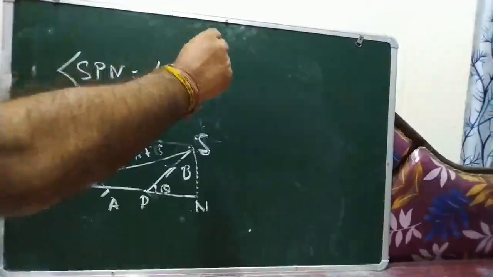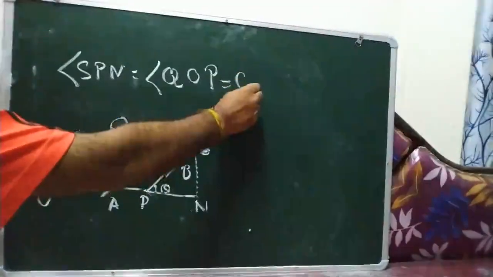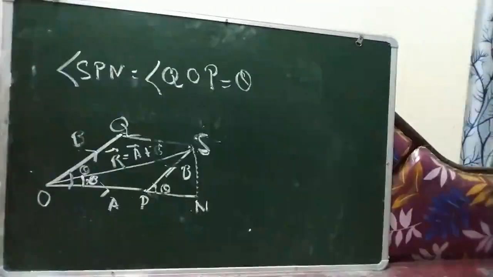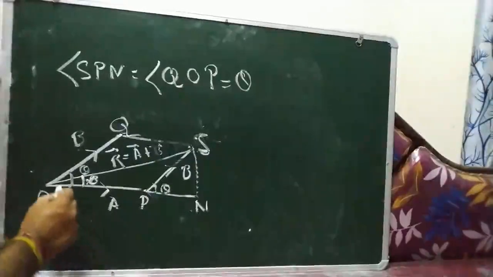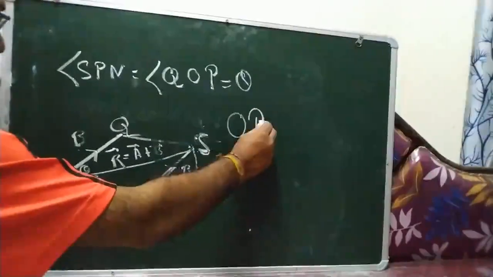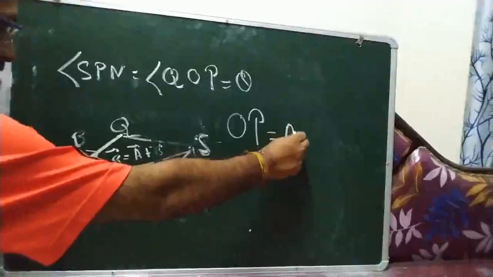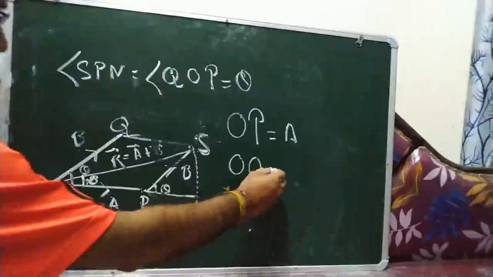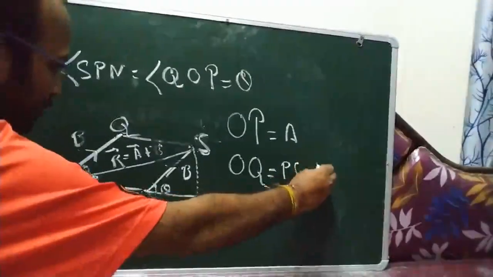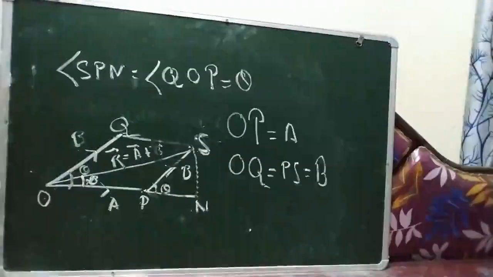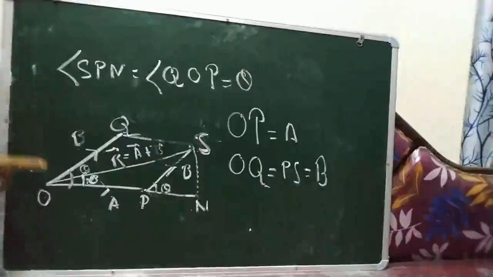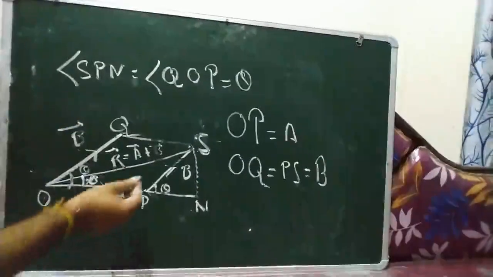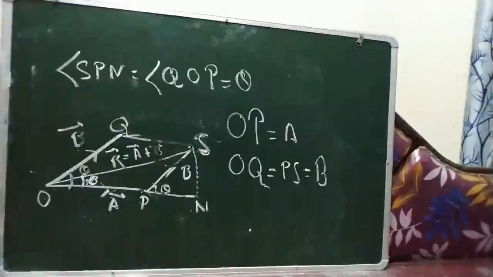QOP, this is theta, these two angles are the same. Then also we know that this is OP, the magnitude of OP is A, and this is OQ equal to PS equal to B. So these are the things given. OP means A, which is vector A, but the magnitude is A, and OQ means B, because the length is the same as we said.